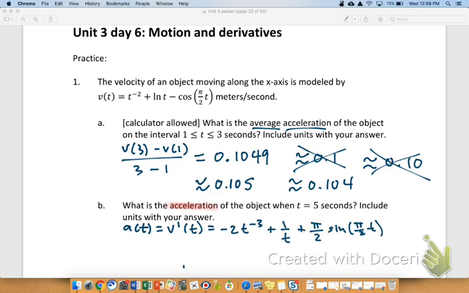Okay. So that's the acceleration function. If I want to find a of 5, now it is time to plug in. So I would say a of 5 equals, I'll try to do a little simplifying as I go. So 5 to the negative 3 would just be over 125. So I'd say negative 2 over 125 plus 1 over 5 plus pi over 2 times, what is sine of 5 pi over 2?